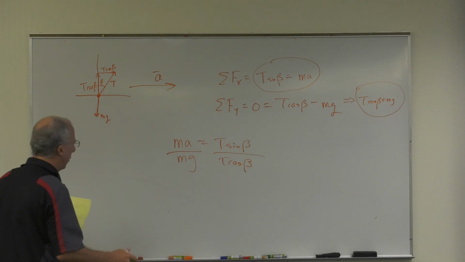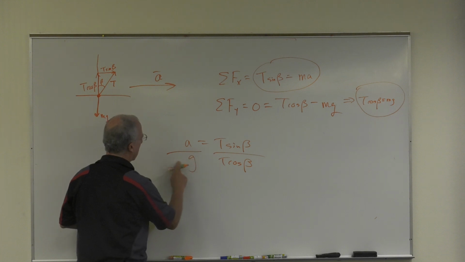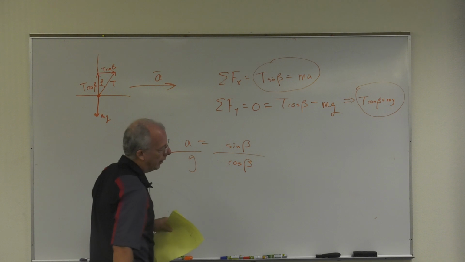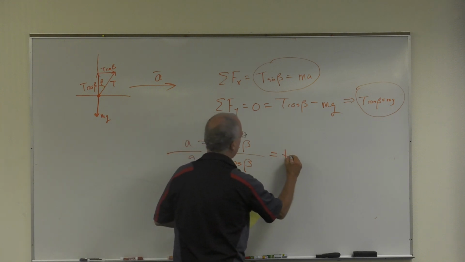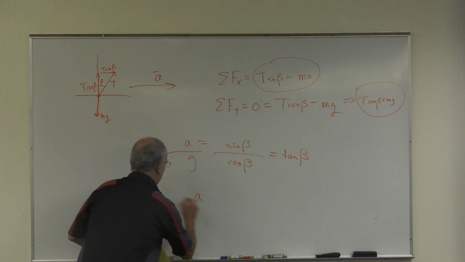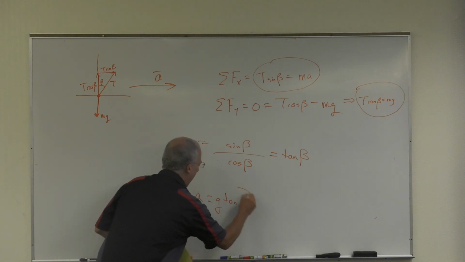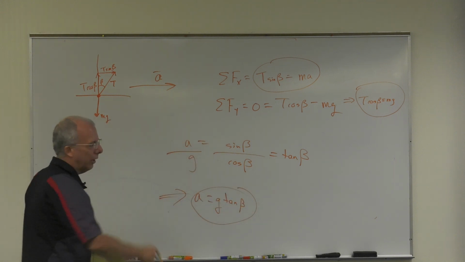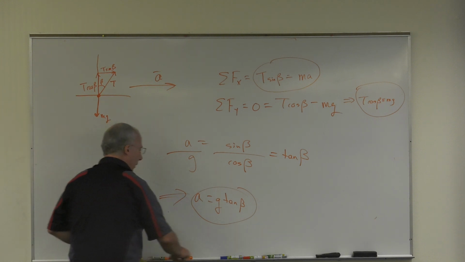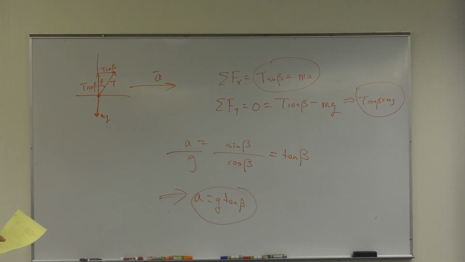Now, why is that cool? Well, you'll see. The m's cancel. The T's cancel. What's sine over cosine? Tangent. So I have a over g equals tan beta. So therefore, a equals g tan beta. Ta-da! I think that's faster than doing substitution or something like that. But you solve it however you want to. Doesn't matter. So we did it. A is g tan beta.